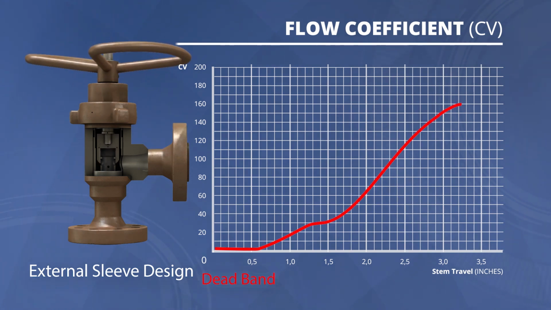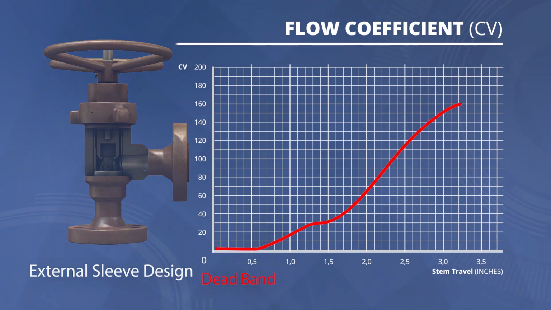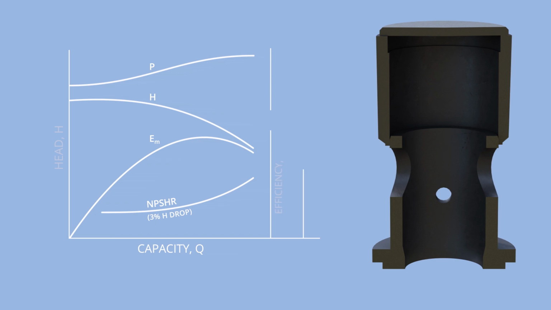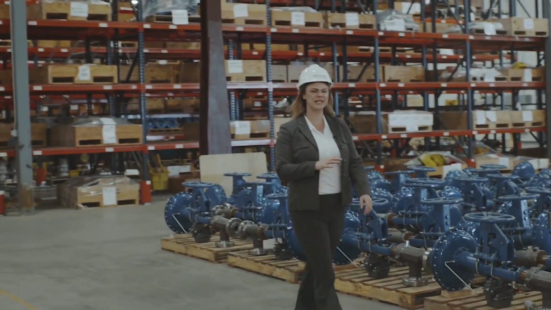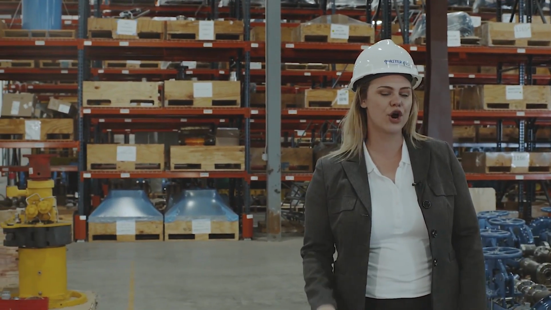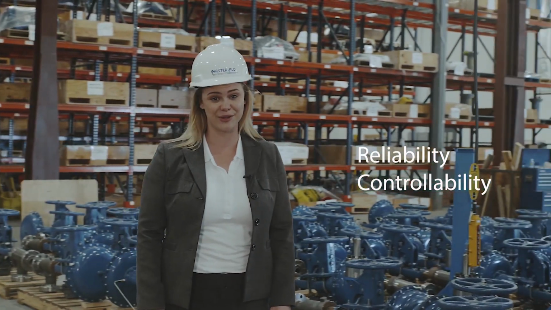The dead band ensures that the throttling area is far from the seat, resulting in an area of zero flow. Masterflow's custom trims could be designed for a specific pump curve, providing high loss coefficients at low flows and low loss coefficients at high flows. Custom trims allow to eliminate the need for parallel valve operation and therefore reduce maintenance while increasing reliability and controllability.